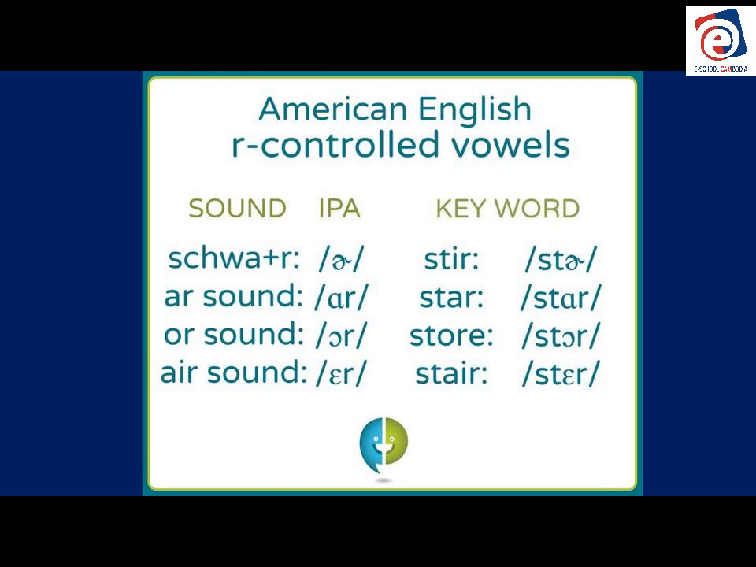Okay, but listen, if you see on the screen, there are 4 different ways of saying it. One is called the schwa plus R, stir. One is called the R sound, star. One is called the R sound, or, store. And one is called the air sound, air, stare. And so say these 4 words after me to practice the primary 4 different R sounds in American English.